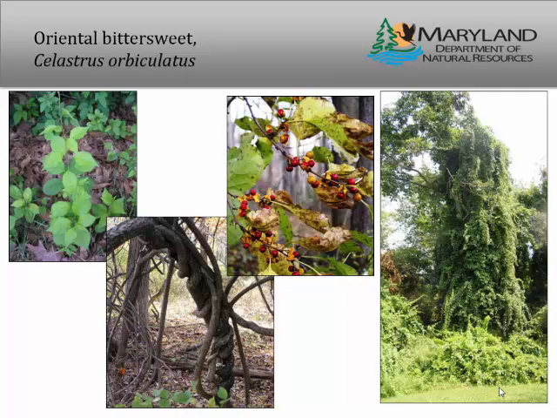Right. Oriental bittersweet. This is another one that's brought in not just because people wanted to grow them in their landscape, but also those orange and yellow berries look really pretty on the wreath that you put up around Halloween and Thanksgiving. But those berries on those wreaths can still continue to spread the seeds and then grow into these massive, sometimes almost braided vines.